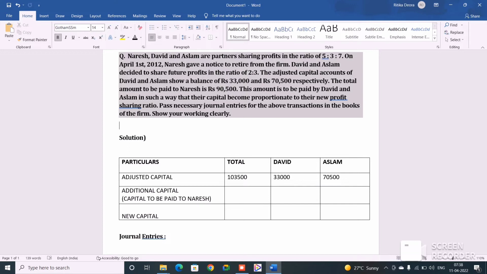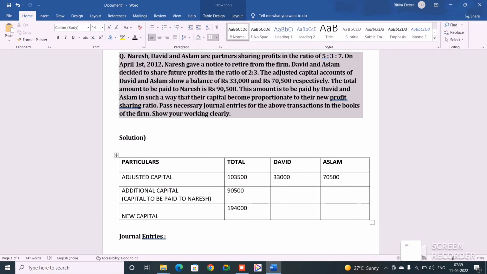So here, total cash to be brought in is 90,500, which means that the capital of remaining partners will increase by a total amount of 90,500, because David and Aslam will together bring in cash of 90,500 and it will increase their capital by the same amount. So what will be the additional capital, or what will be the addition in the total capital of the firm? The total addition will be 90,500. So the new capital of the firm will be adjusted capital plus additional capital, which is 1,94,000.